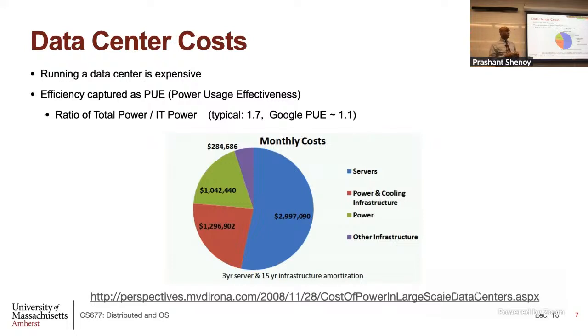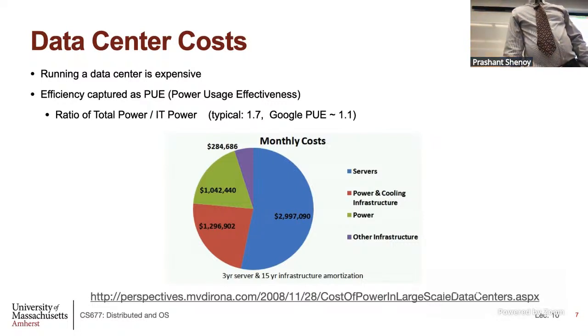Okay? So the metric that is often used to measure how efficient a data center is called PUE, power usage effectiveness. Okay? That metric is simply a ratio. It's the ratio of the total power consumed by the data center over the server power, or what's called IT power, but it's really server plus switch power.